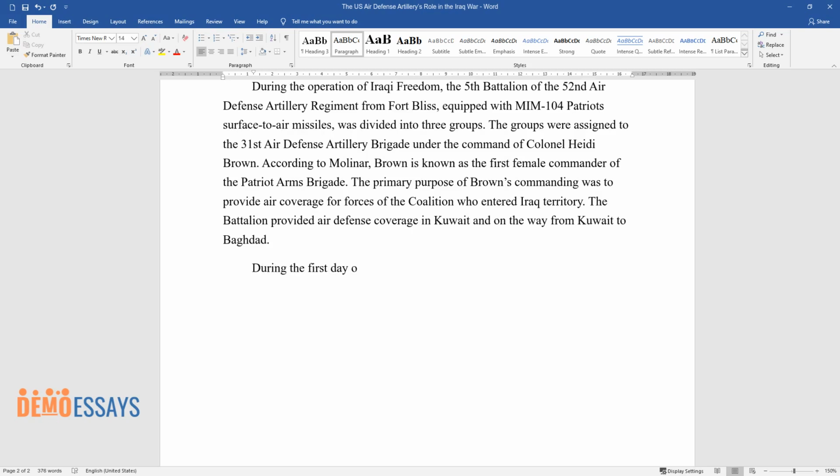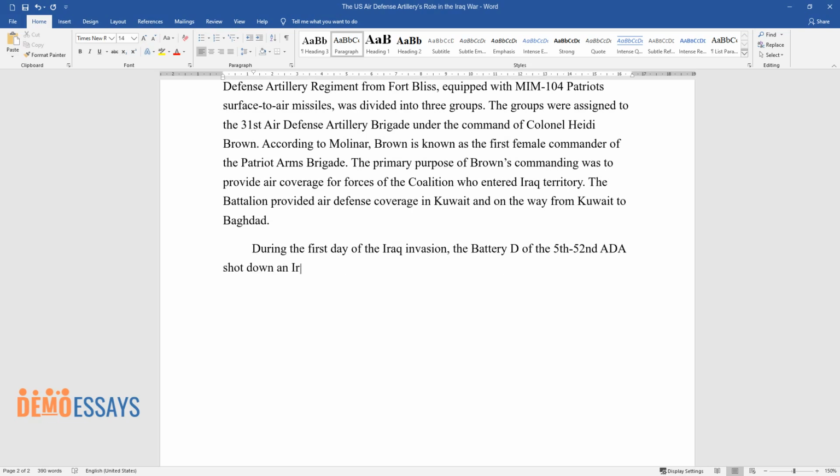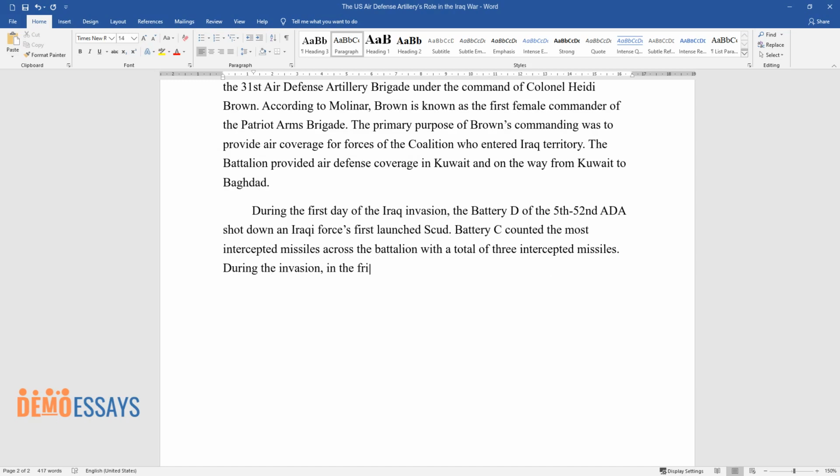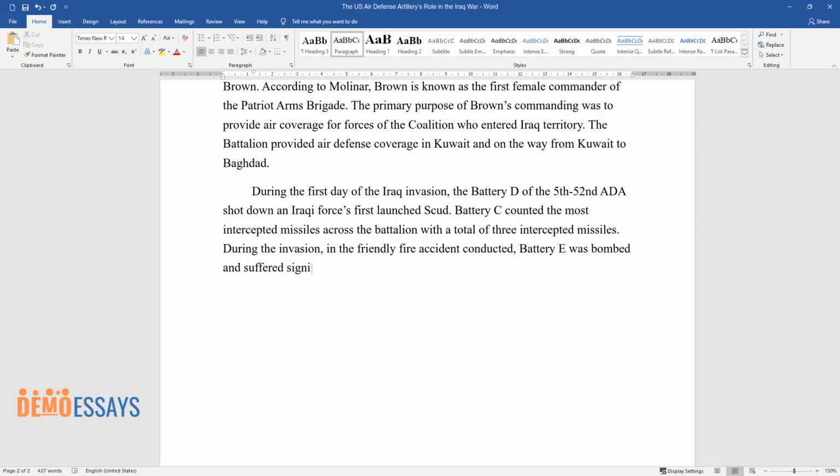During the first day of the Iraq invasion, the Battery D of the 5th 52nd ADA shot down an Iraqi force's first launched Scud. Battery C counted the most intercepted missiles across the battalion with a total of 3 intercepted missiles. During the invasion, in a friendly fire accident, Battery E was bombed and suffered significant losses in the radar system damage.